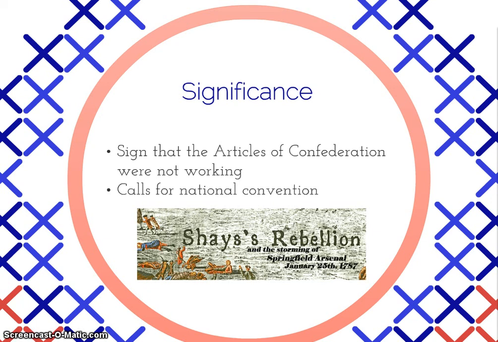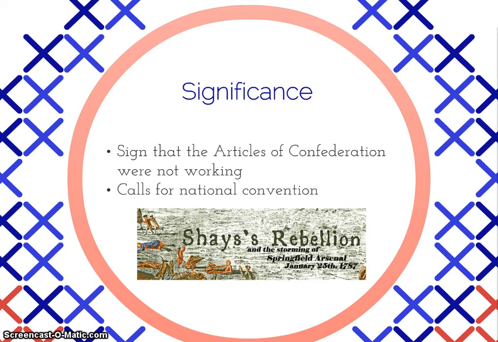So this leads to a call for a national convention, which we'll be talking about on Thursday in class, the Constitutional Convention. The Articles of Confederation are very short-lived. They last just a handful of years. And Shays Rebellion is really that point in time where it's clear to the American people that the Articles aren't working. We need to make some adjustments to it. What those adjustments will be, they don't know yet.